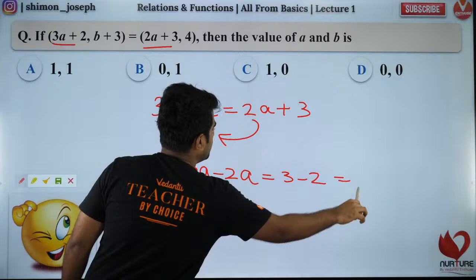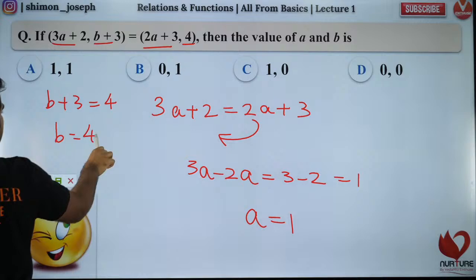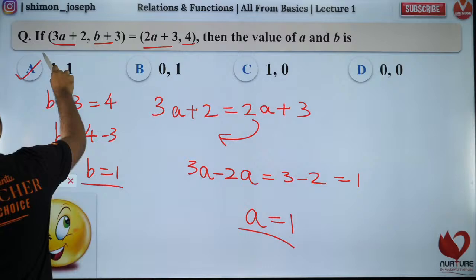Then equate the y coordinate. So what will you get? You will get b plus 3 is equal to 4. And you will get b is equal to 4 minus 3. So b is equal to 1. So a is 1, b is 1 is the answer. So what is the answer? It is option A. Are you all clear with it? Did you all like it?